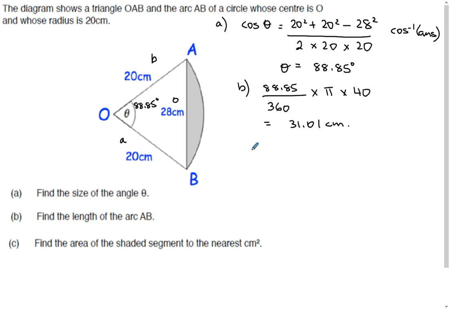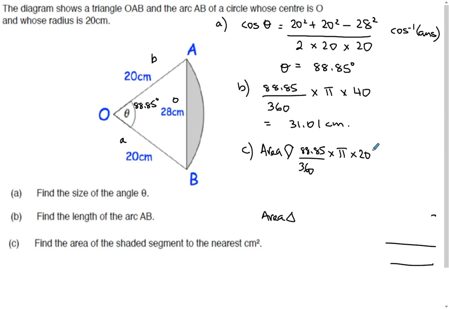Now we have to find the area of the shaded segment. So again, in the last 2 questions, we do the area of the sector minus the area of the triangle. We'll minus them, and out will come our answer. Okay, so what fraction of the circle is it? 88.85 divided by 360 times pi times radius squared.